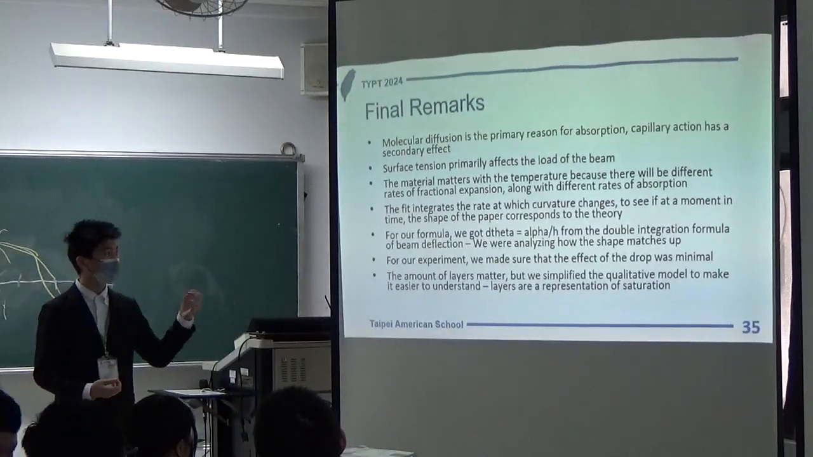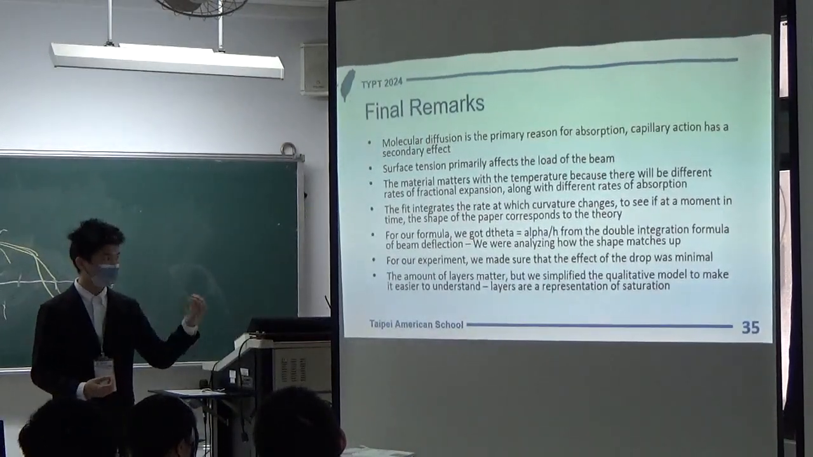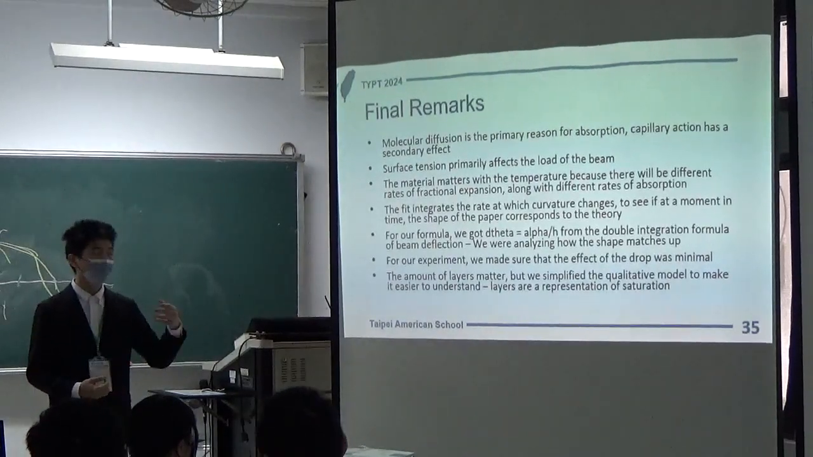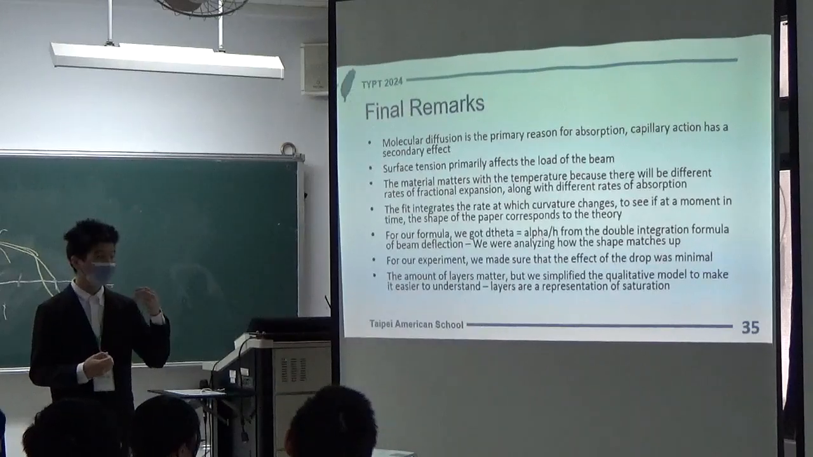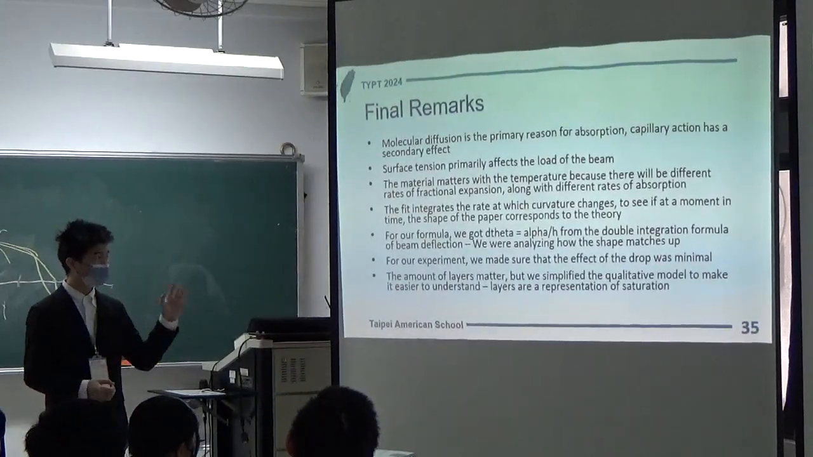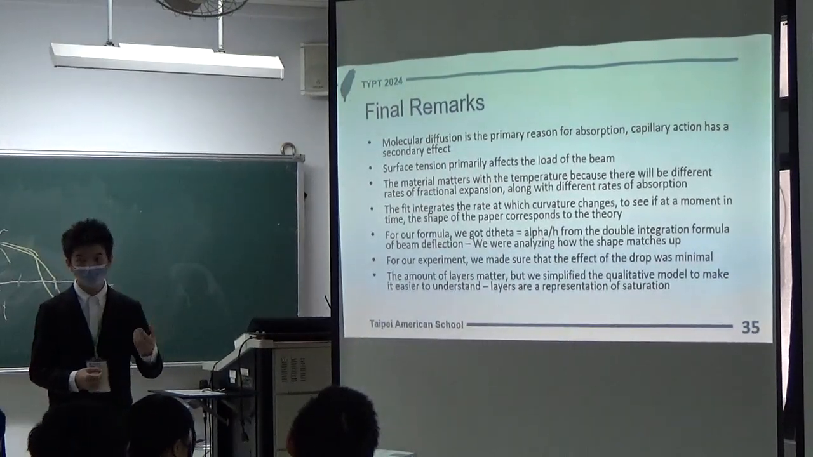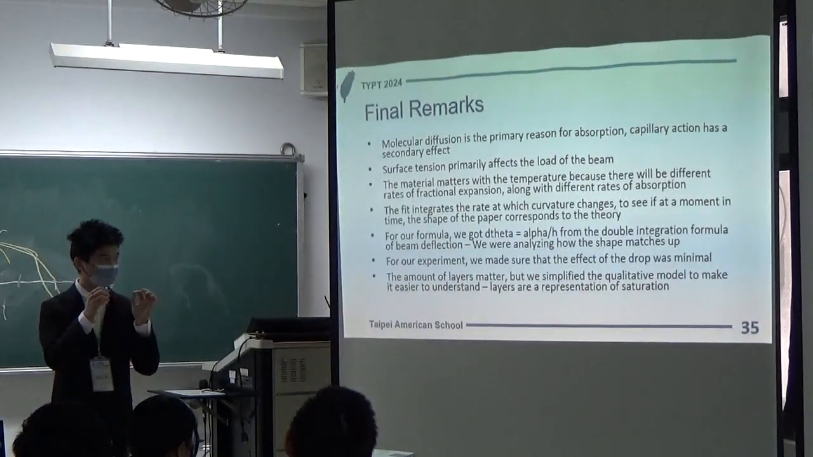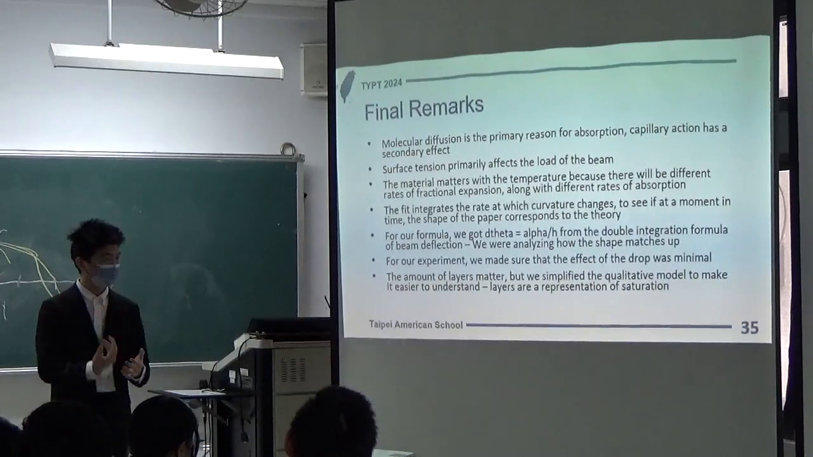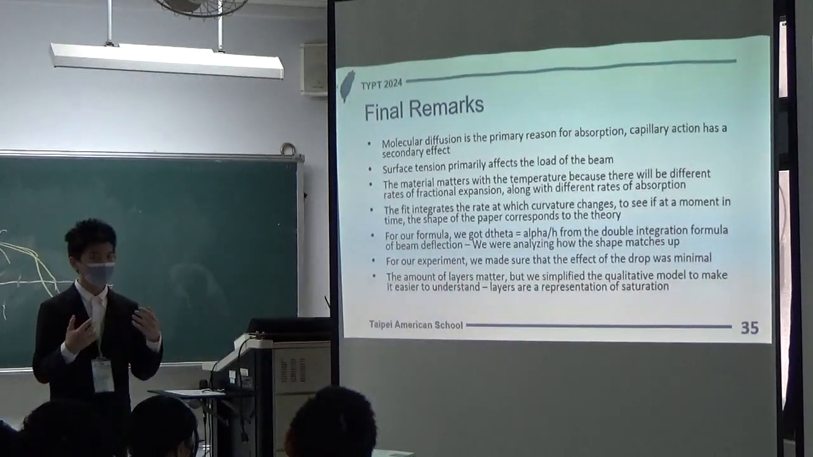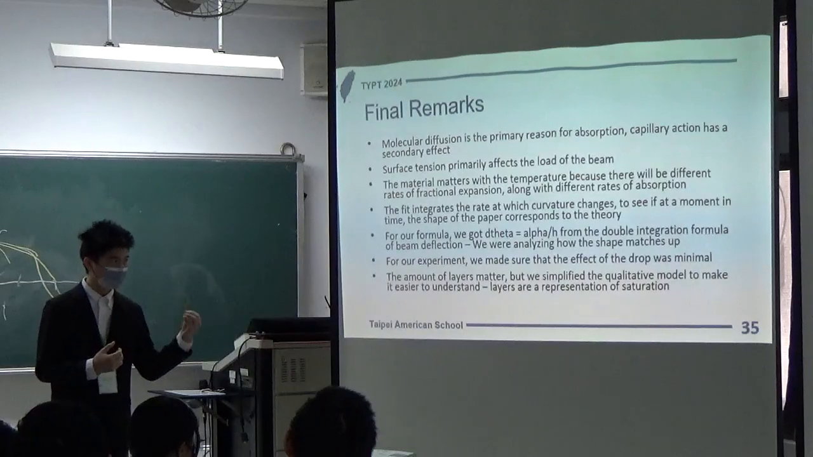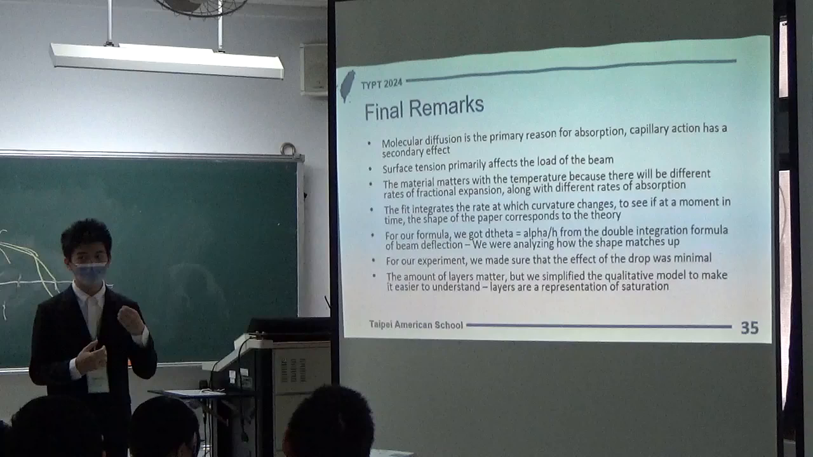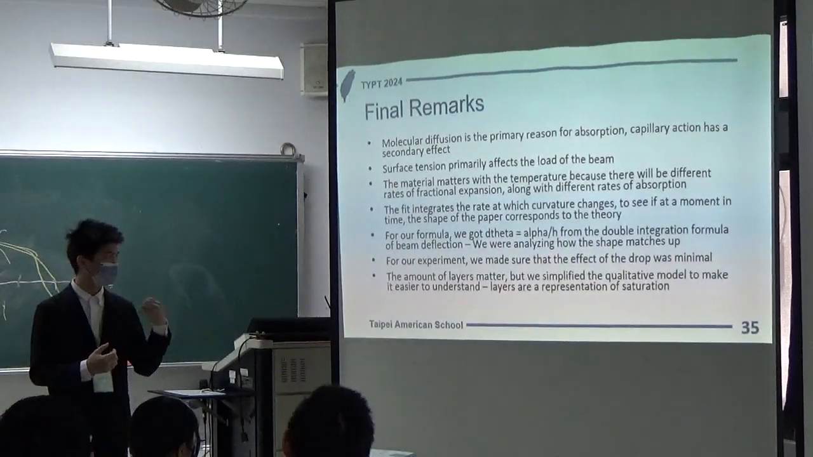Adding on to this, for our formula, we got d theta equals the rate of fractional expansion divided by thickness, from the double integration formula of beam deflection, and we were primarily just analyzing how the shape matches up to this rate of change. For the experiment, we made sure the effect of the drop was minimal, so basically we made sure there was no visible torque added onto the paper from the drop to interfere with the tracking. And we don't see how the drop itself would have an impact on the curling effect because it's primarily from absorption, not from external forces.